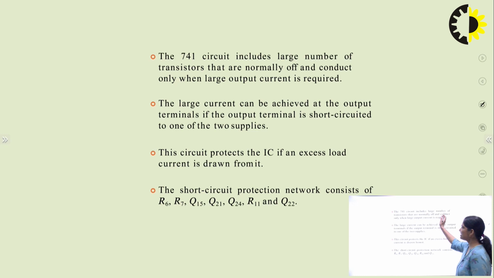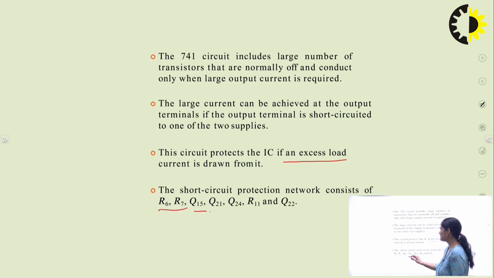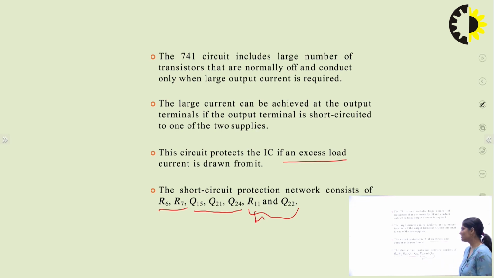Here the 741 circuit includes a large number of transistors that are normally off and conduct only when large output current is required. The large current can be achieved at the output terminal if the output terminal is short circuited to one of the 2 supplies. At the output of the 741 IC, there would be large output current. So here this is the working of the short circuit protective circuit. The transistors of that circuit are normally off and conduct only when large output current is required. This circuit protects the IC if an excess load current is drawn from the output of the operational amplifier. The short circuit protection network consists of R6, R7 resistors, the transistors Q15, Q21 and Q24, the R11 resistor and the Q22 transistor.